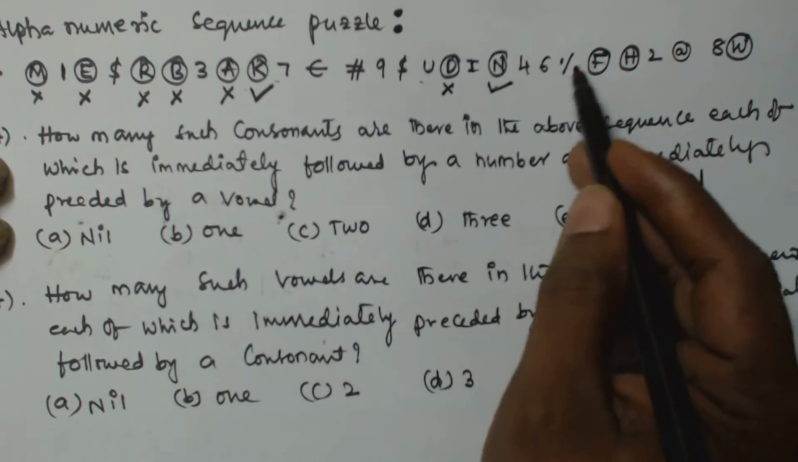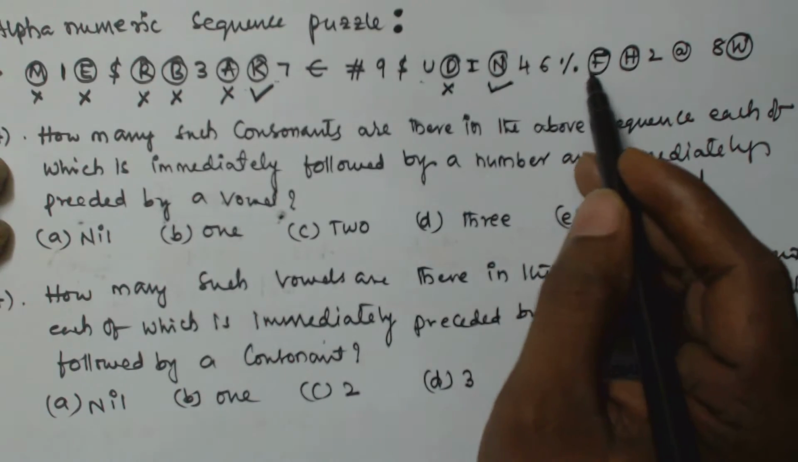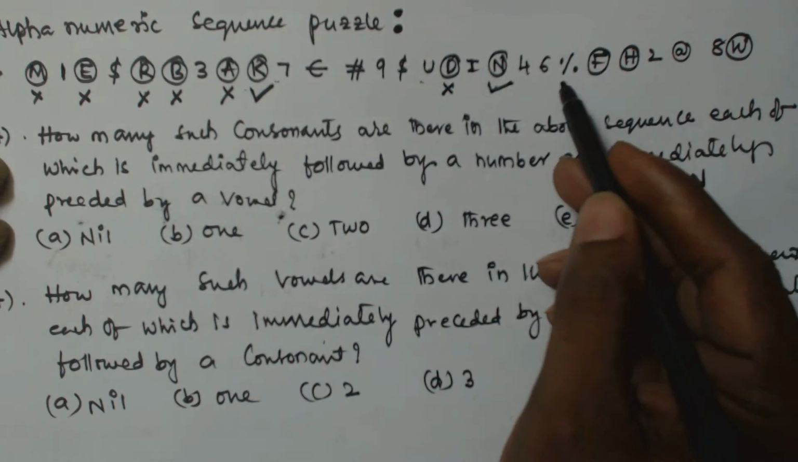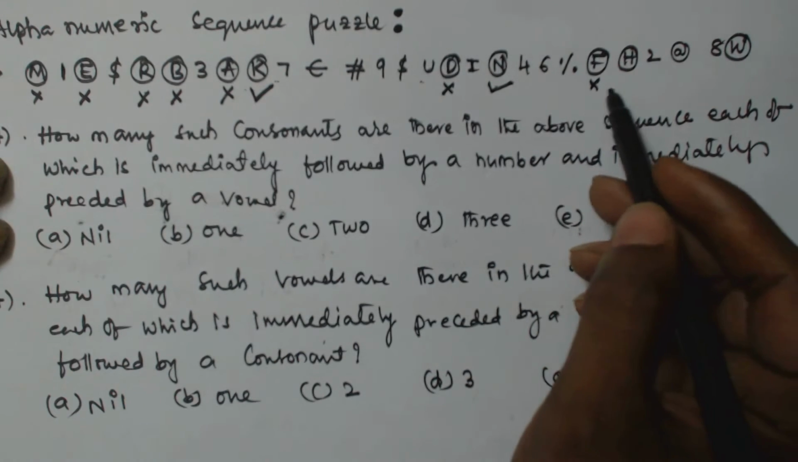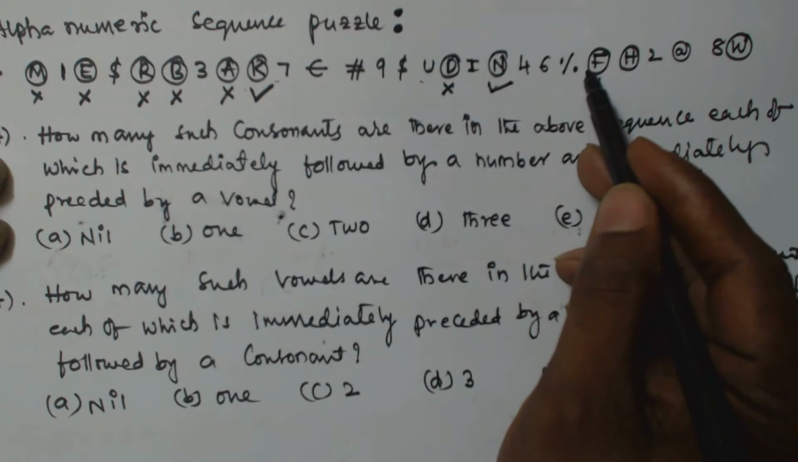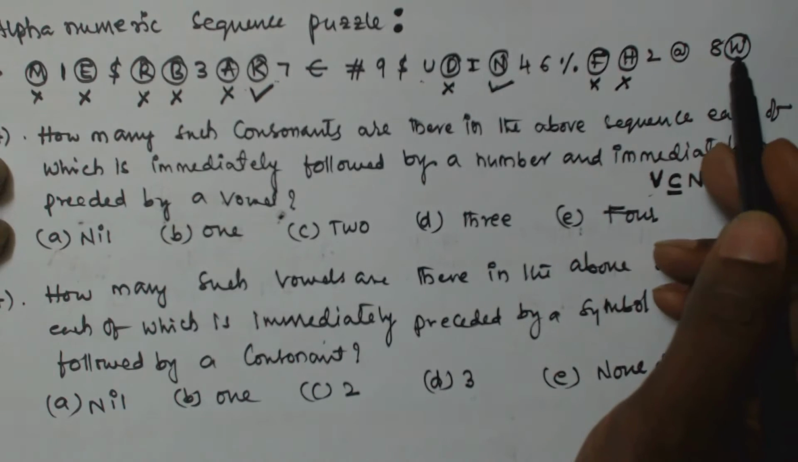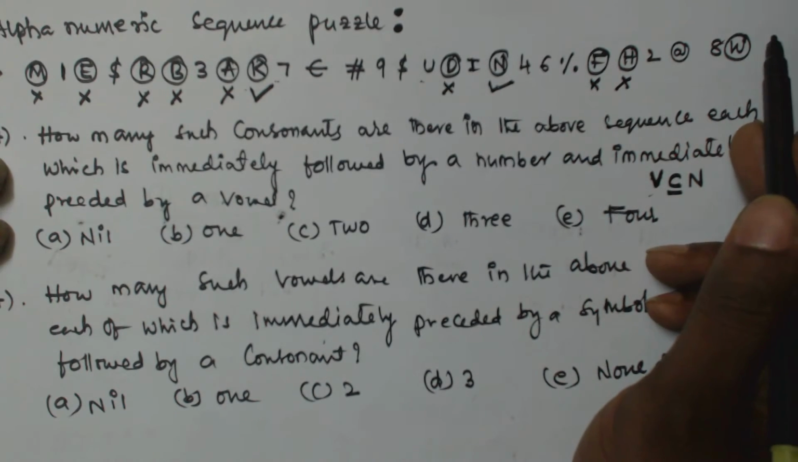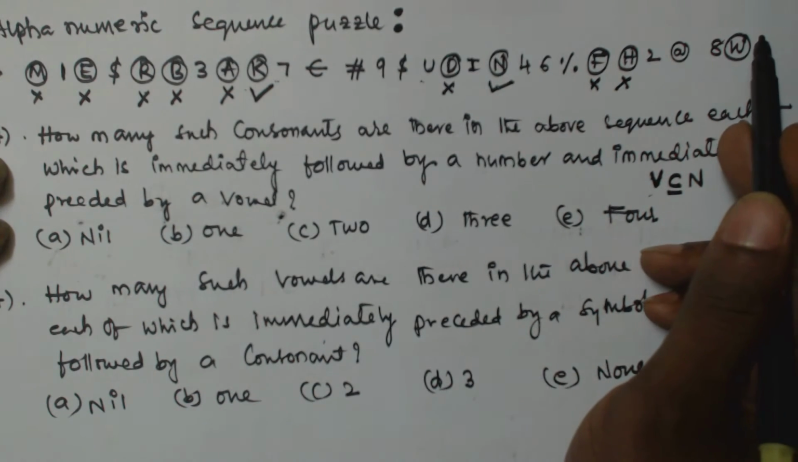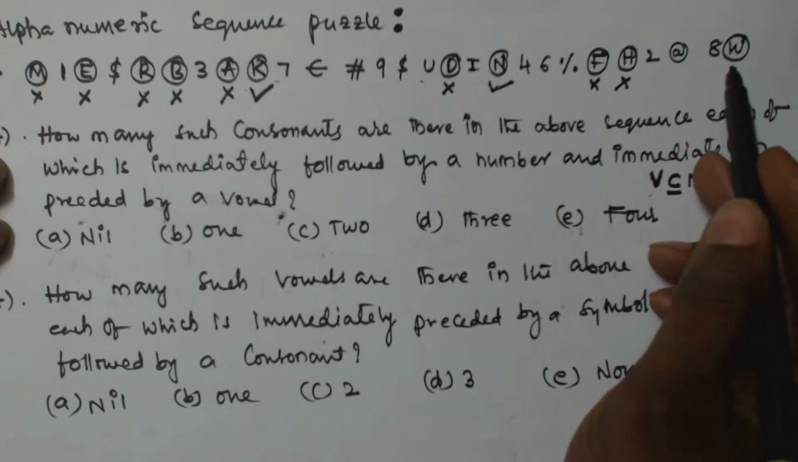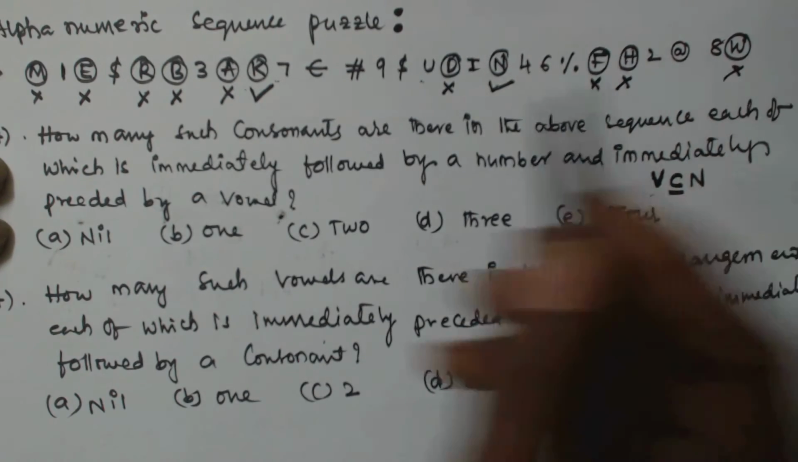And next F, and it is preceded by a symbol, but it must be preceded by a vowel, so I do not consider this one also. And H, it must be preceded by a vowel, and F is not a vowel, so I do not consider this one. And W, there is no followed element, so that's why I do not consider this one also. So how many are there?